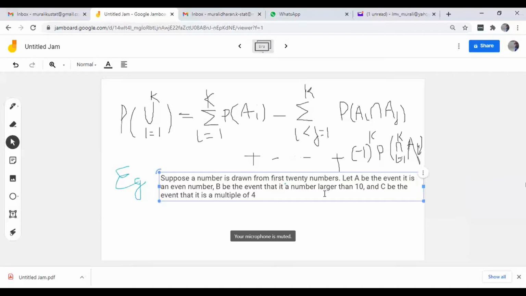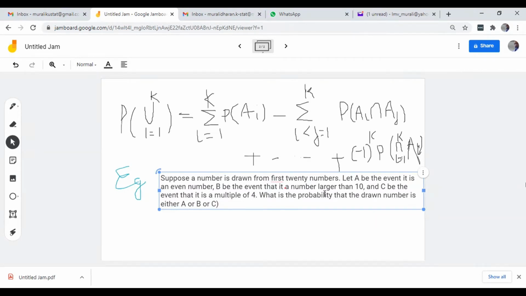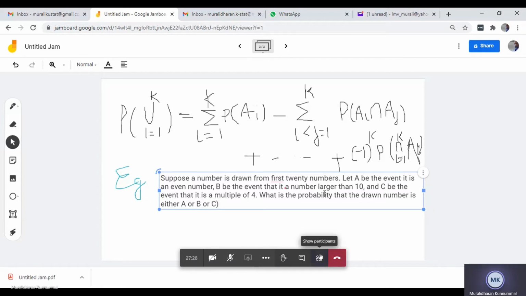What is the probability that the drawn number is either A or B or C? This is just to reduce the writing, that's all. It's either an even number, or a number larger than 10, or a multiple of 4. So that is the meaning of A or B or C. So what is this probability? Very simple. So you know what the event is going to be?